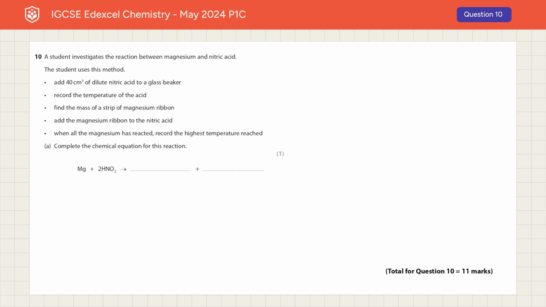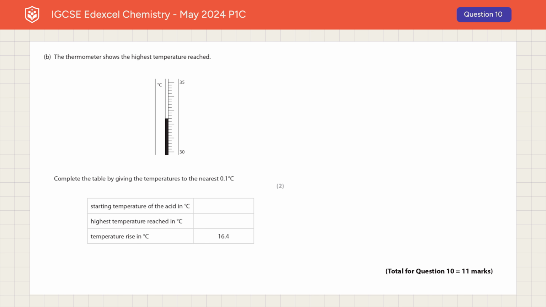Magnesium is a reactive metal. It displaces hydrogen from acids, so magnesium plus nitric acid gives us magnesium nitrate and hydrogen gas. The balanced equation is Mg + 2HNO3 yields Mg(NO3)2 + H2.